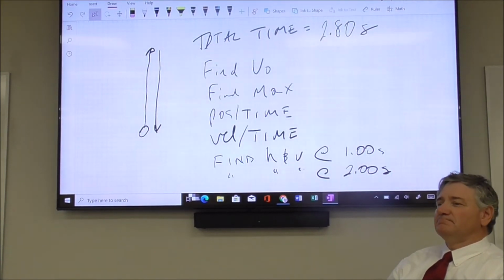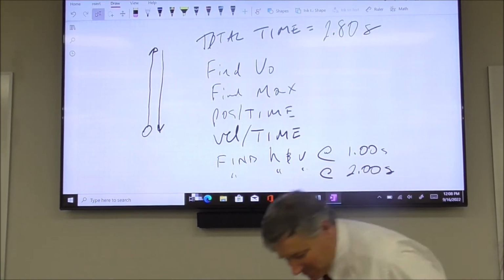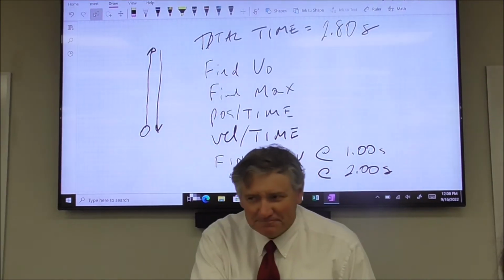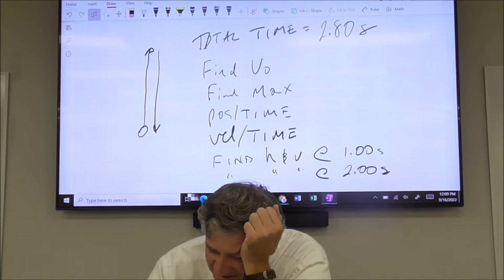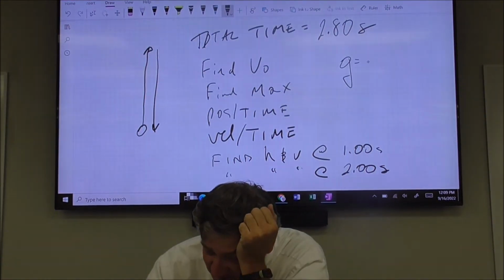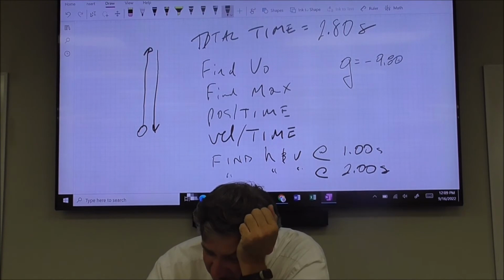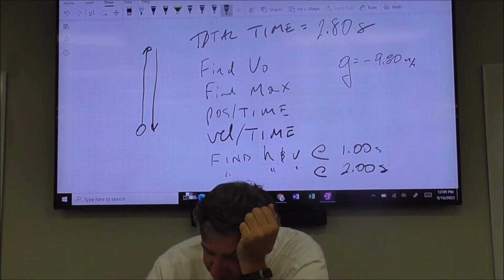Well, you know what the acceleration is, right? I do. Gravity. It's negative 9.8 meters per second squared. Okay, my acceleration caused by gravity is negative 9.80 meters per second squared.